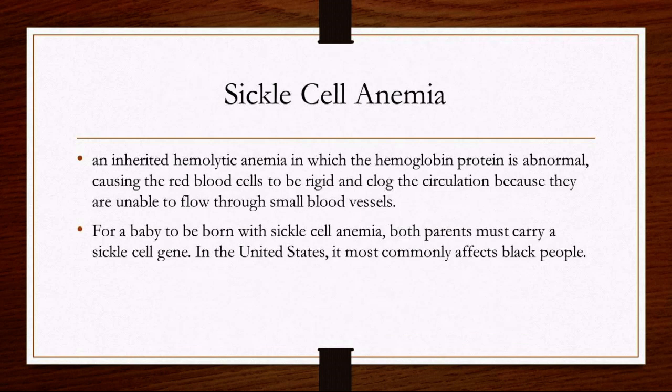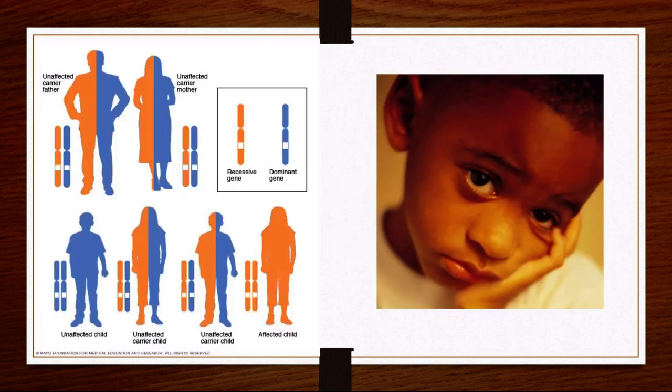So it's an inherited hemolytic anemia, and we're going to talk a little bit about other hemolytic anemias a little bit later. And if a baby is born with sickle cell anemia, both parents must carry the gene. I'm going to show you a picture of that. In the United States, it mostly affects African American people. I know when I go to Kenya and Tanzania, we see kids with sickle cell, and their average lifespan there is 12 years old, because they don't have the treatments here.